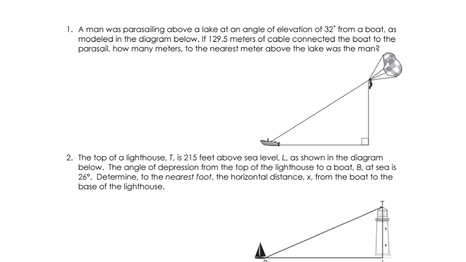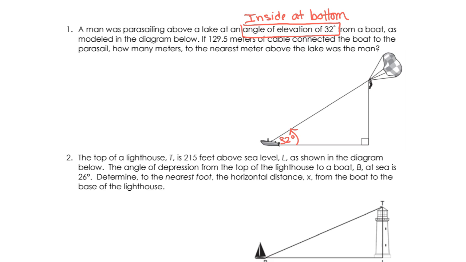All right, guys, we're on the back side of day 9 notes, and we're talking about angle of elevation and angle of depression. Super important that we put the angle in the correct spot. Number 1 says a man was parasailing above a lake at an angle of elevation. As soon as you see angle of elevation, that is inside at the bottom. Right here, that's your angle of elevation, and that is 32 degrees.